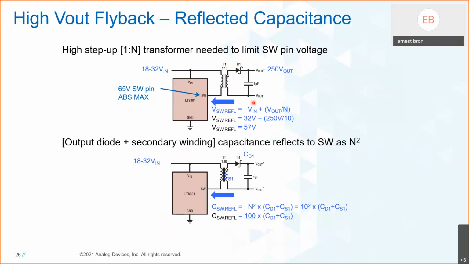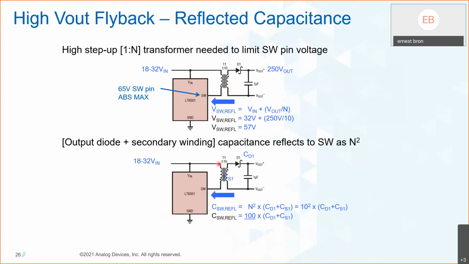So now you look at the voltage reflection back on the switch. We have worst case 32 volts from the input. So this is 32 volts plus the reflected output voltage, which is 250 volts with a ratio of 10, so we get 25 volts coming up. So we have 57. That's okay. This is a 65 volt part, so you should be okay.